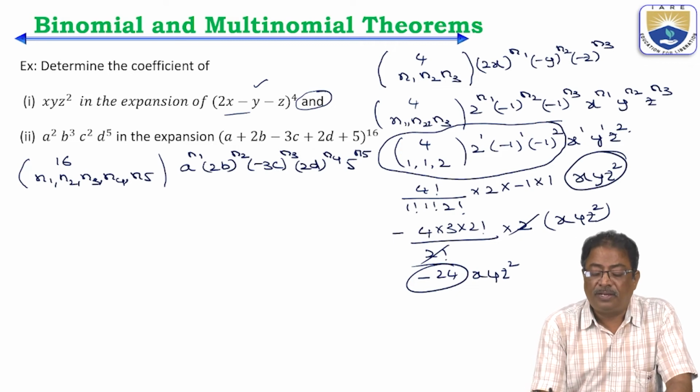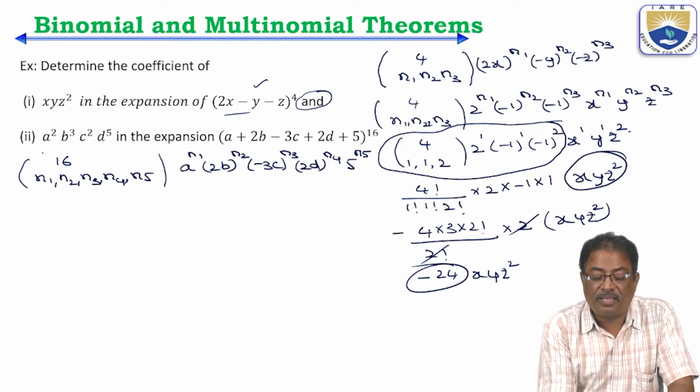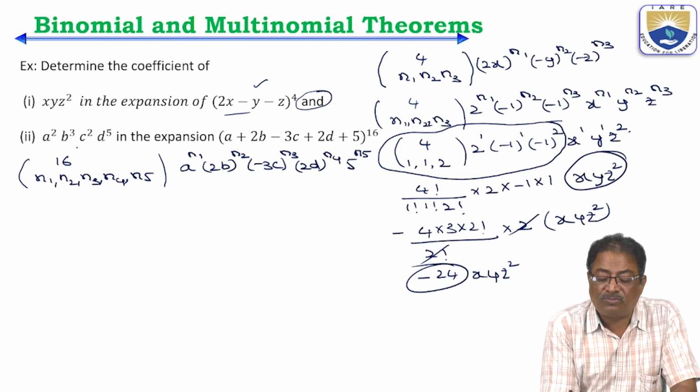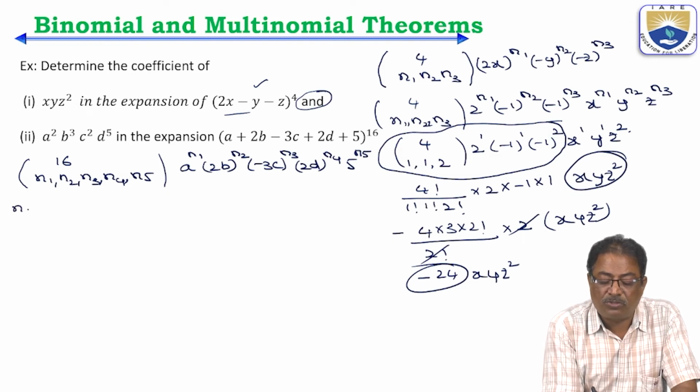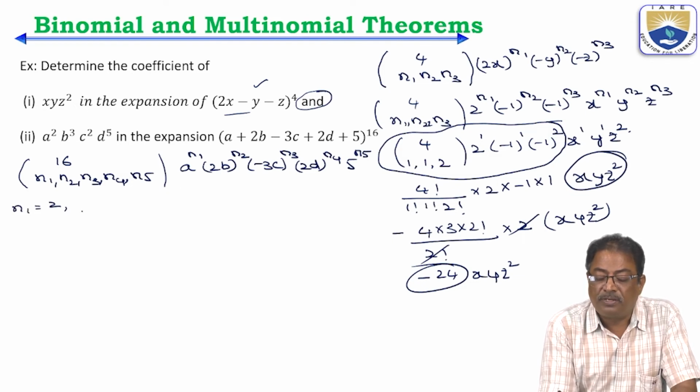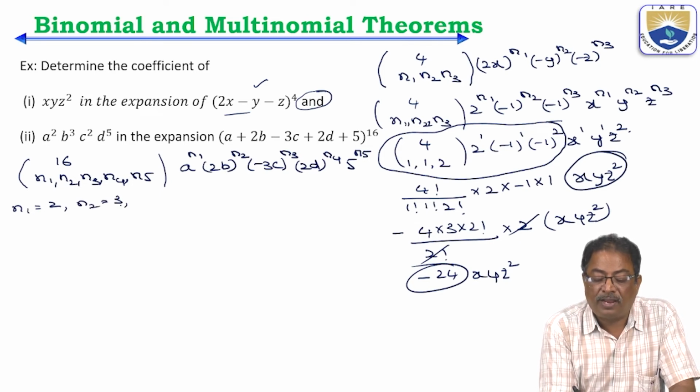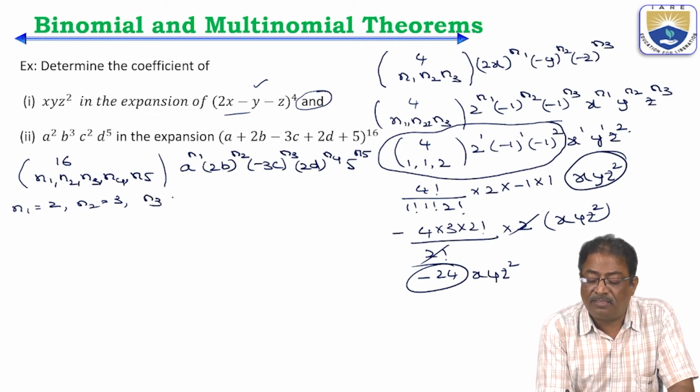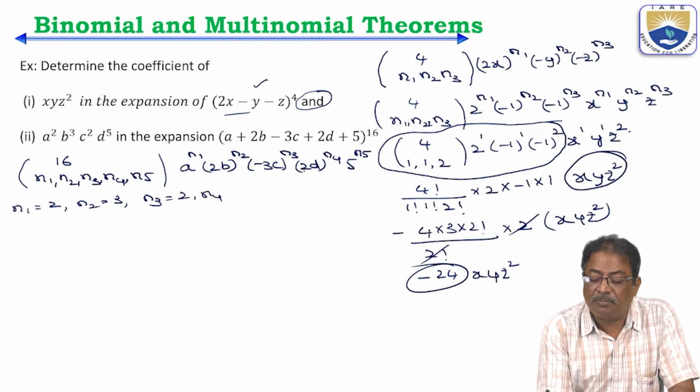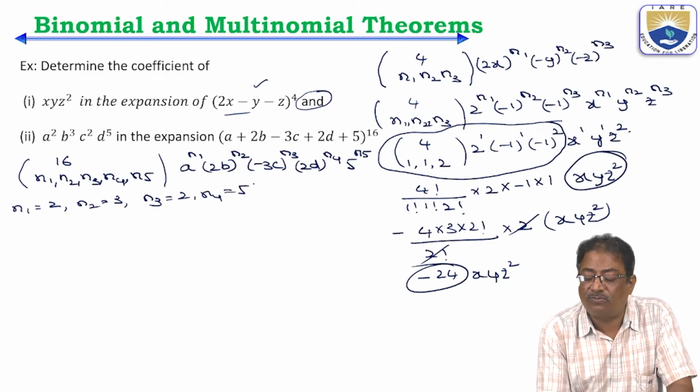So here it is already given. It is a square term. So a square term means I am going to substitute n1 is equal to 2. Next, b cube term, n2 is equal to 3. And c square term, n3 is equal to 2. And for d, I am just taking n4 is equal to 5.